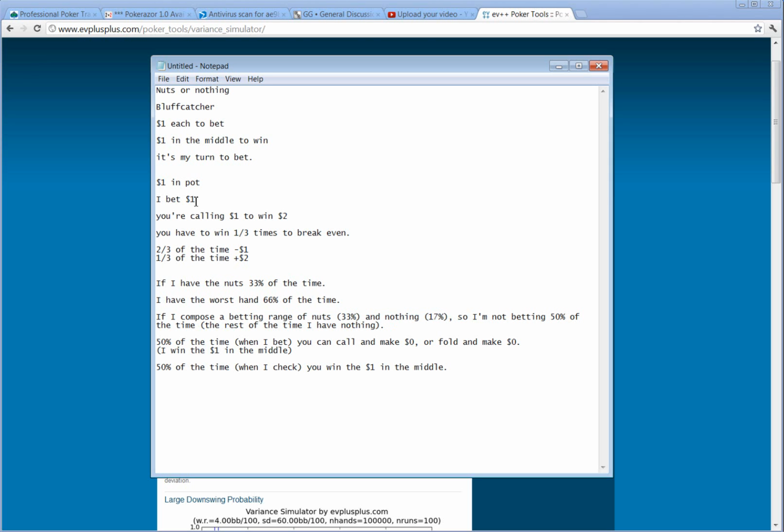So like if I was betting 50 cents into a $1 pot, you'd only have to pay 50 cents to win $2, so you'd only have to win 1 out of 4 times. So I'd have to have the best hand 3 out of 4 times and only bluff 1 out of 4 times. I'd have to be at like 38%/12%. 37.5%/12.5% in that case.